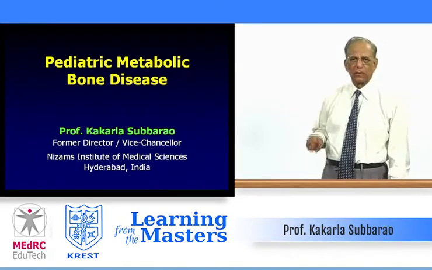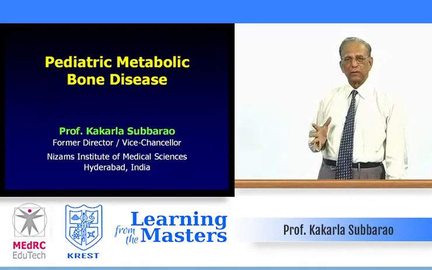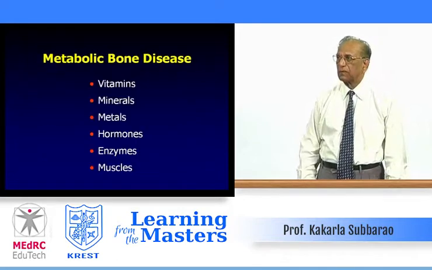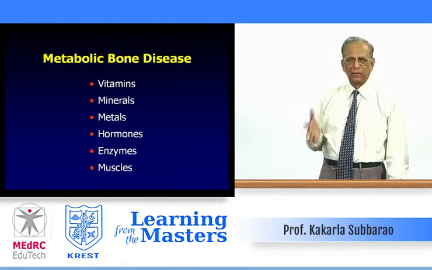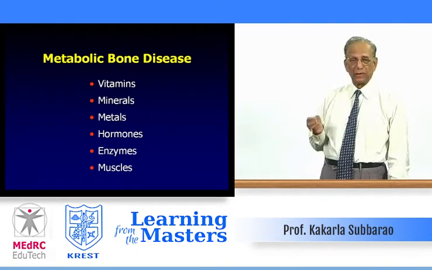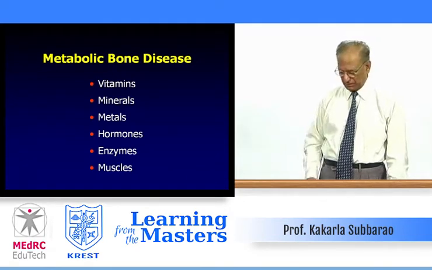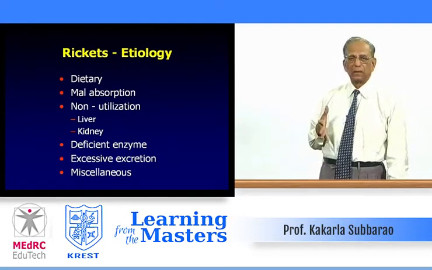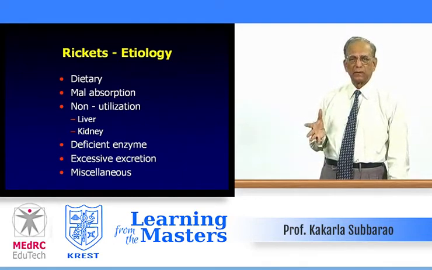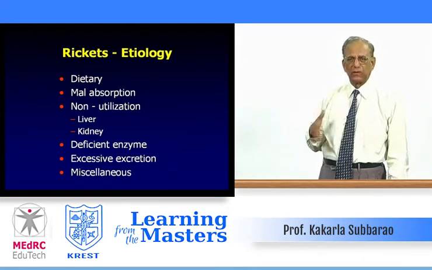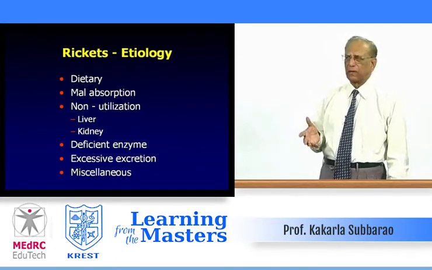Today we will be talking about the metabolic bone diseases, particularly those that occur in children in pediatric practice. What are they? First, for nutrition, you need vitamins, minerals, metals; hormones play a major role, enzymes, and even muscles, skeletal muscles. The most common deficiency disease that we used to see, not anymore, but still cases do occur, is rickets.